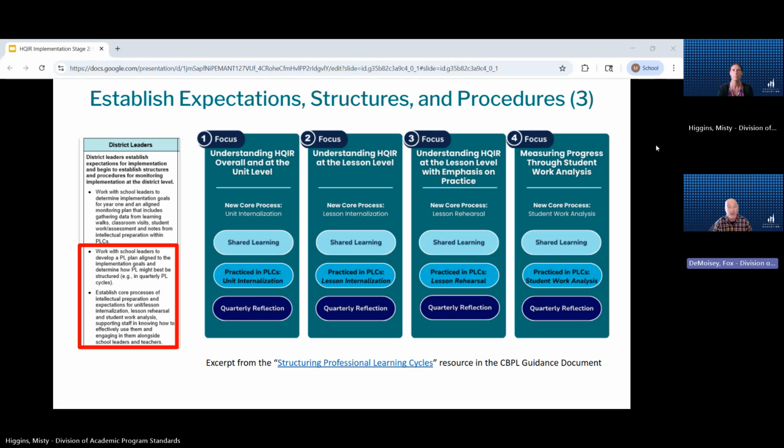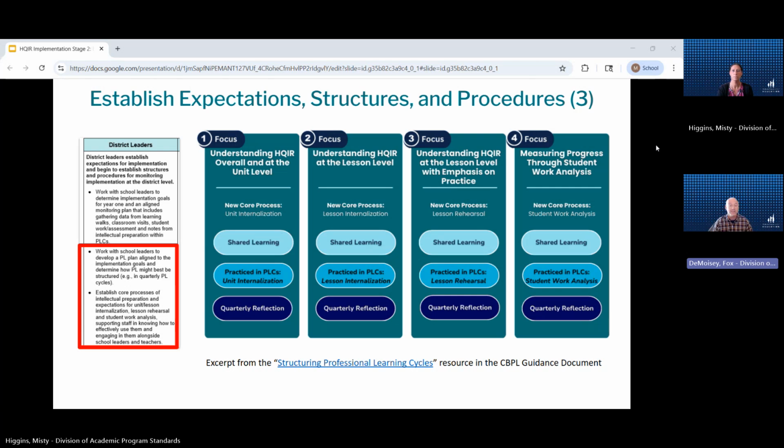The first quarter, which could be 9 weeks or it could be a semester, however long it requires, would focus on taking the overarching understanding of the HQIR's instructional model and design principles from launch, and then exploring how they're reflected at the unit level using the new core process of unit internalization. This would involve bringing educators together for shared learning around the what, why, and how of unit internalization, calibrating and setting expectations before releasing teachers to practice in PLCs as leaders participate alongside them and provide feedback.